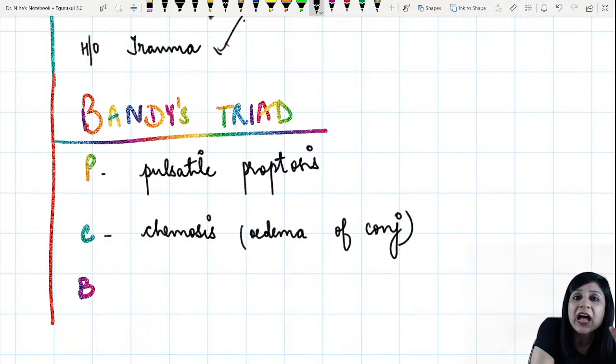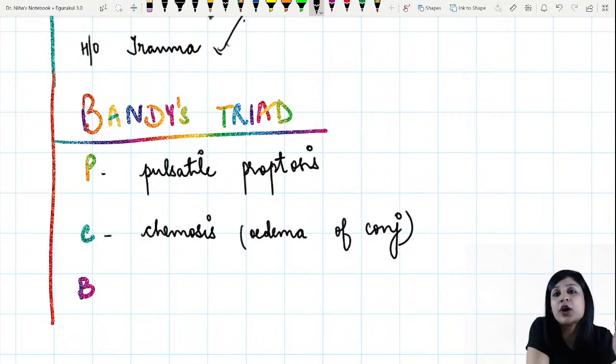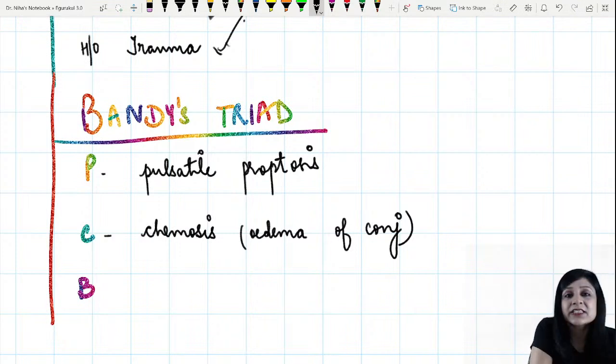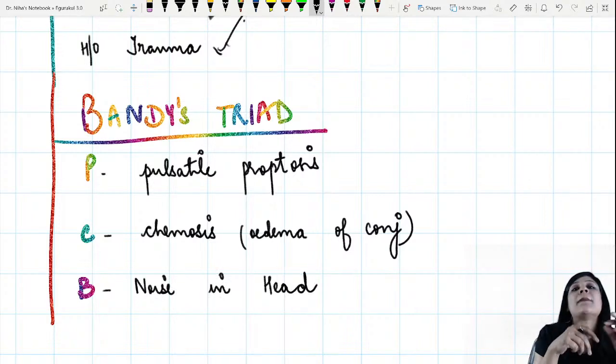Pulsatile proptosis, because the high pressure blood from a high pressure area is coming to a low pressure area. This is your pulsatile proptosis. Then you have the chemosis. Chemosis is the edema of the conjunctiva. And then we have B, bruit. Bruit is the noise in the head. You have the noisiness in the head. This is your bandage triad.